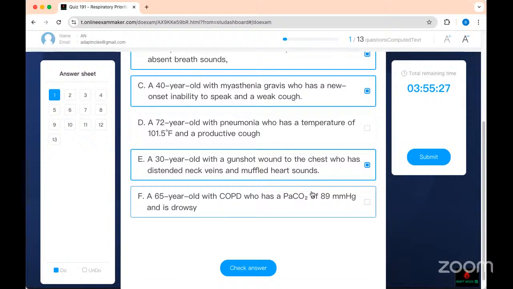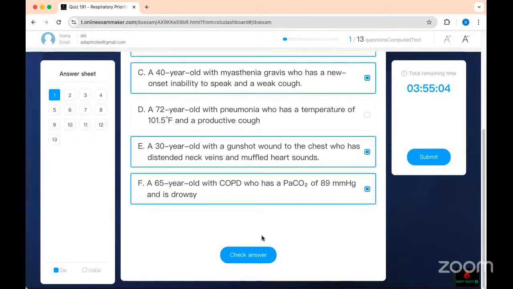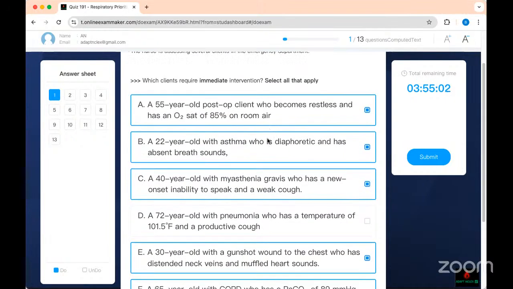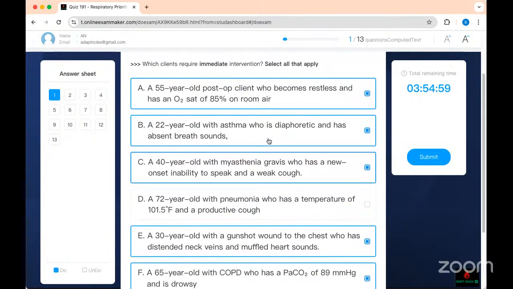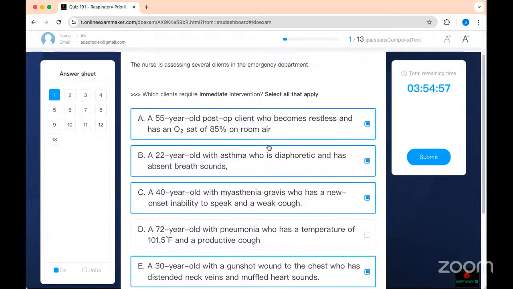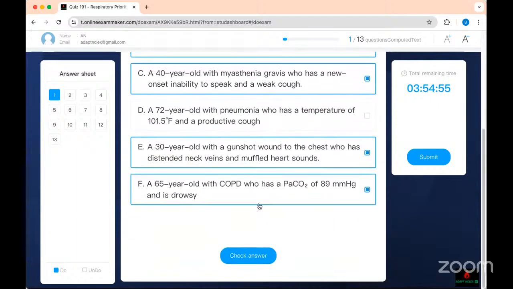COPD, whose CO2 is 89. He has retained CO2. This is not saturation. That is CO2. So that means he's retaining, he's not exchanging. This can cause drowsiness, and that's respiratory distress. So this is the problem. This is key. So these are questions you may see. They will try to trap you, but you have to stand your ground and look for the answers. Try to manage it one by one, and you see you can break it down.